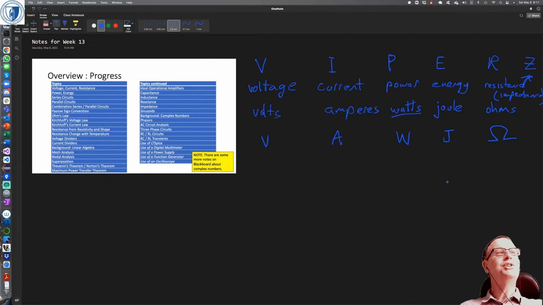It's interesting, I'm teaching data structures, which is a computer science course at another institution, and they use capital omega for something completely different.